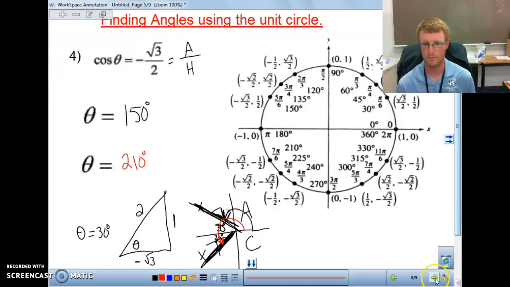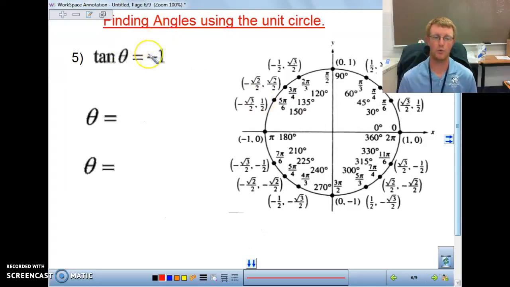Okay, let's look at the next one. We have tangent of -1. This tangent of theta equals -1. This one is much more difficult, but I'm going to try and illustrate this to you the best that I can. Again, what I'm going to do is draw it out into a triangle. So I'm going to do a triangle first.